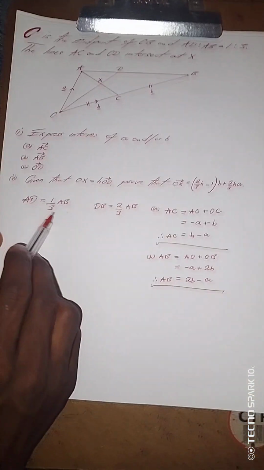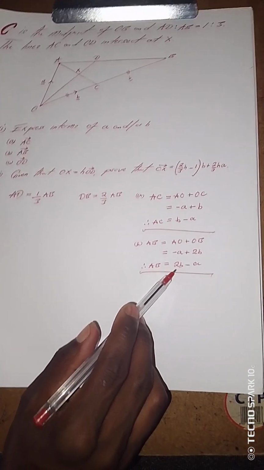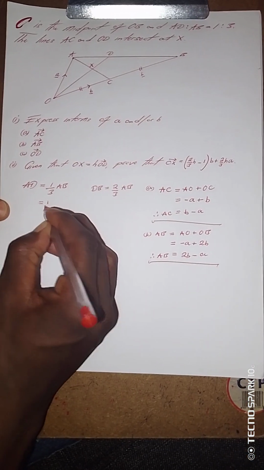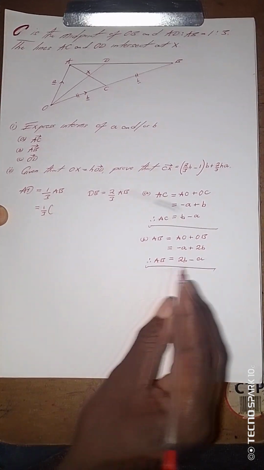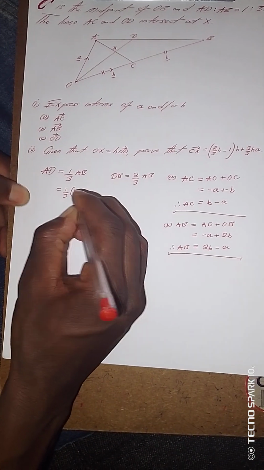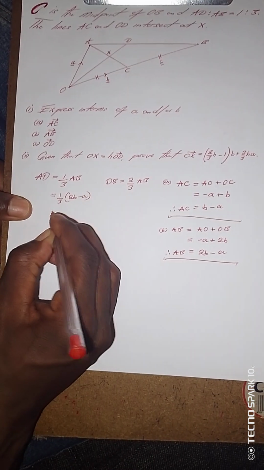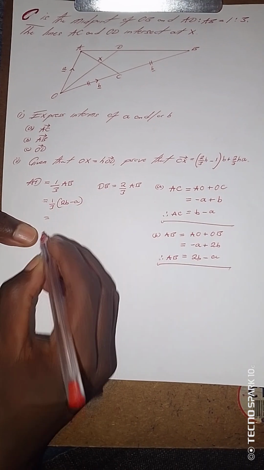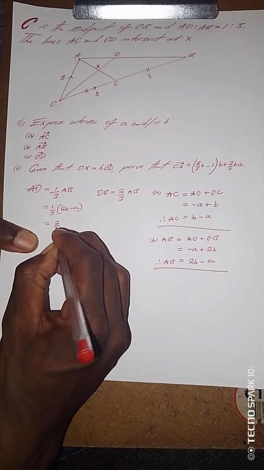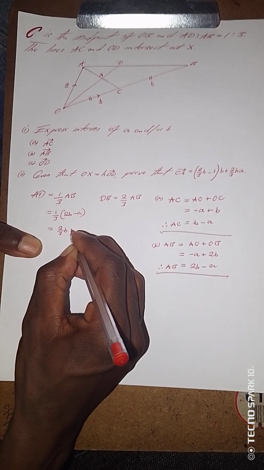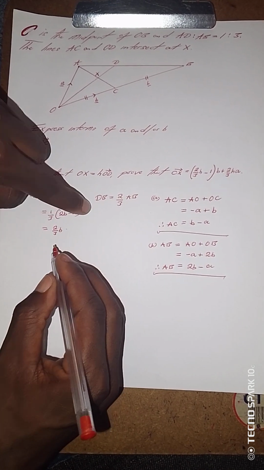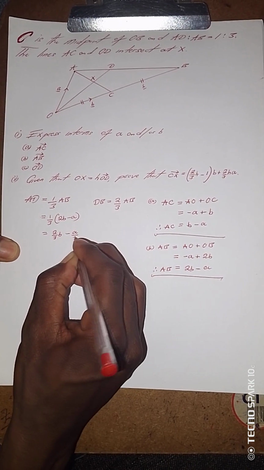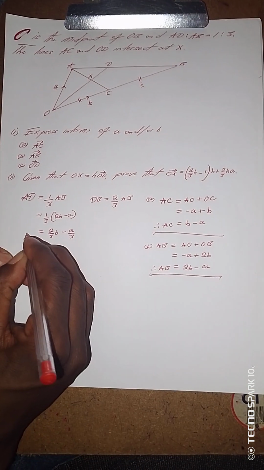Now let's get back to this one. Since we have found AB, let's now interpret this nicely. 1 over 3, open brackets, you put 2b minus a, close brackets, and then expand this. So 1 times 2b is going to be 2 over 3 b, and then 1 times negative a is going to be negative a over 3, like this. So this is AD.